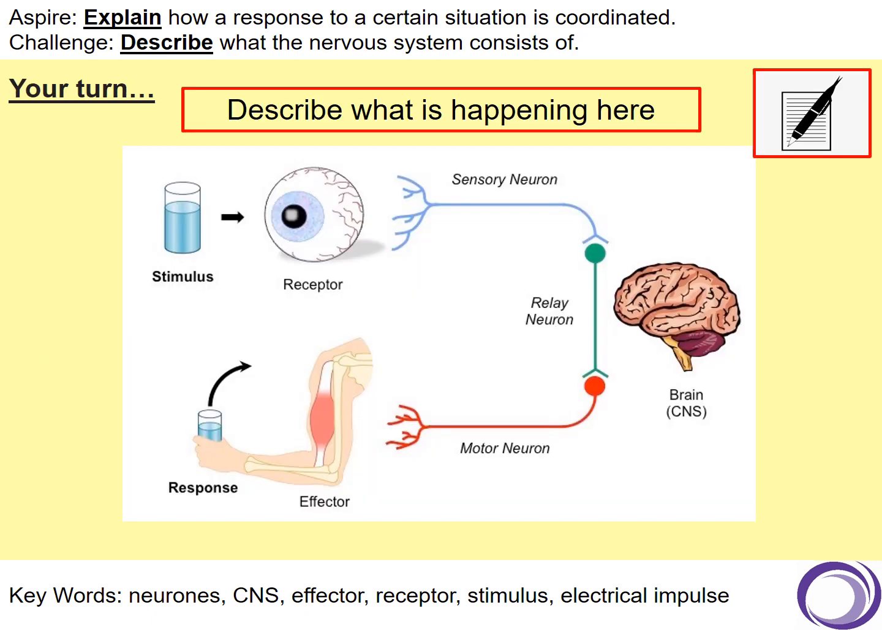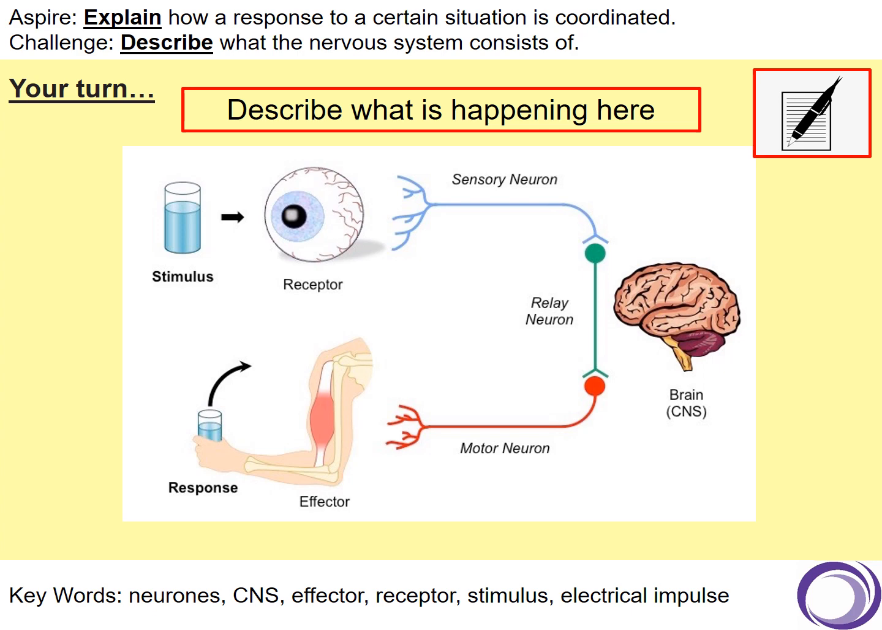So the task that I would like you to do now is to describe what is happening in this diagram, knowing about how we've just learned a nervous system response is coordinated. So on the next slide, for any of you that want help, there are some fill in the blanks that I would like you to write down and fill in. If you are okay with what you think is happening and you can form sentences yourself, then you can just look at the diagram and do that for me, please.